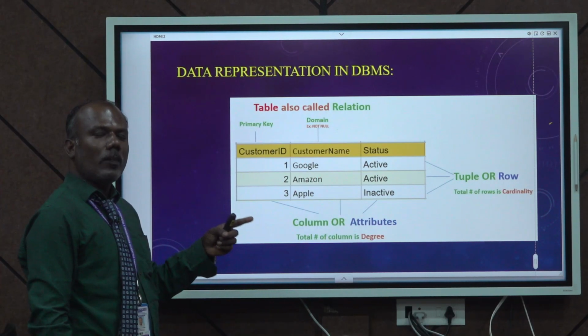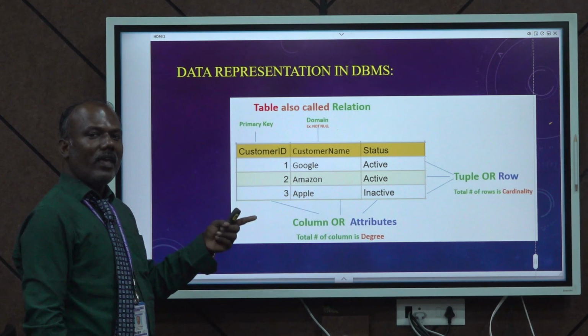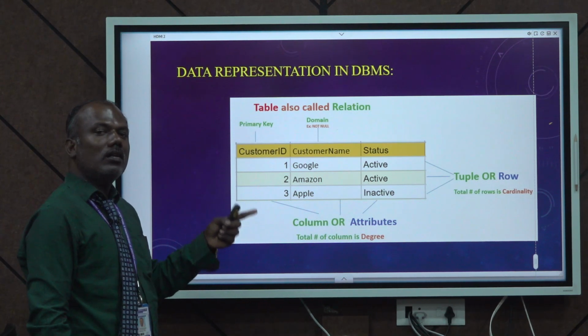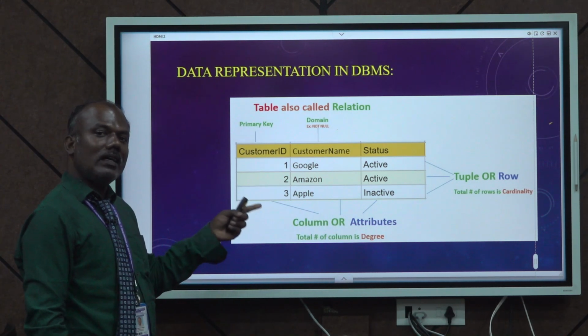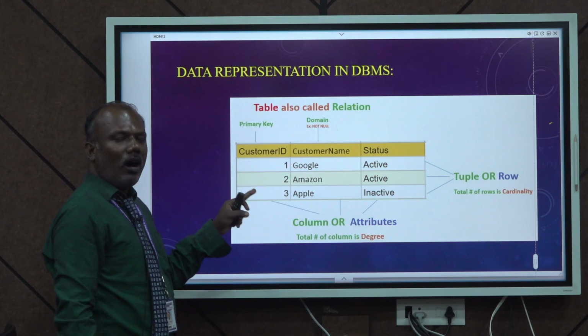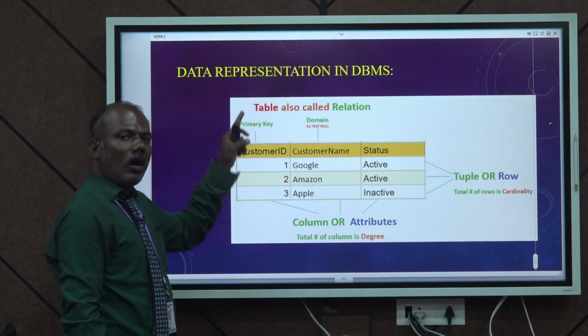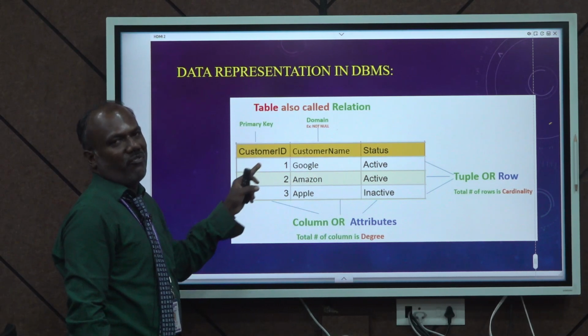Now we see how to represent data in the DBMS. Data are represented in the way of tables. Table is called as relation in the DBMS. So this is the table. So tables are organized in a rows and column manner. Rows are called tuple, columns are called as attribute or field.